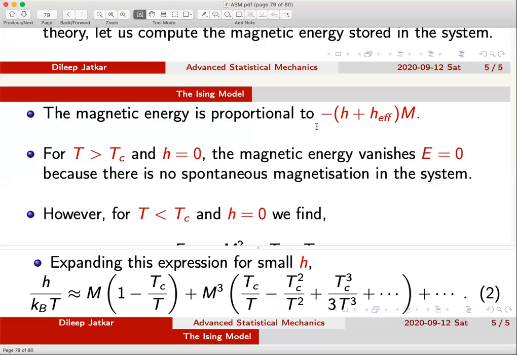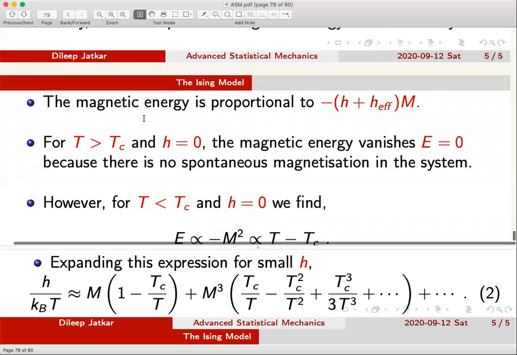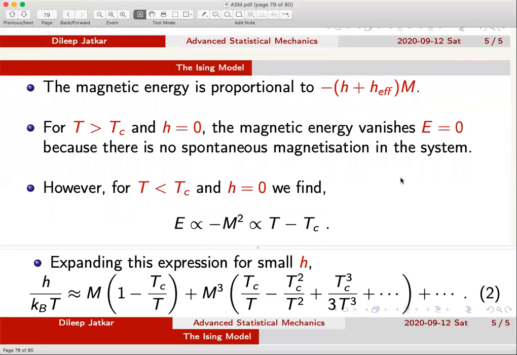Okay, fine. So if you take T greater than Tc, and set H equal to 0, then the magnetic energy would just vanish, because for T greater than Tc, in the absence of an external magnetic field, spontaneous magnetization is 0. And therefore the magnetic energy is 0. So that would be the behavior of the system.